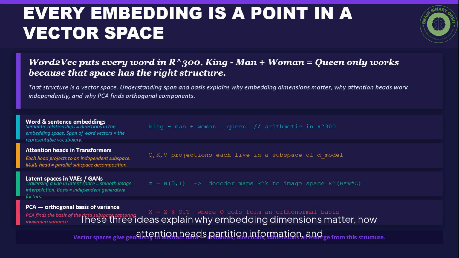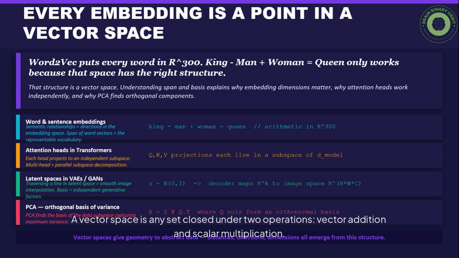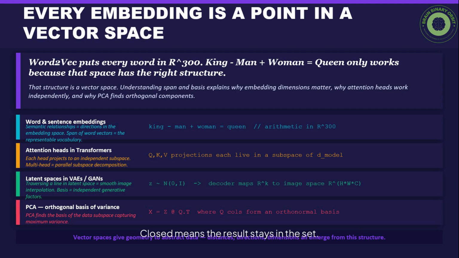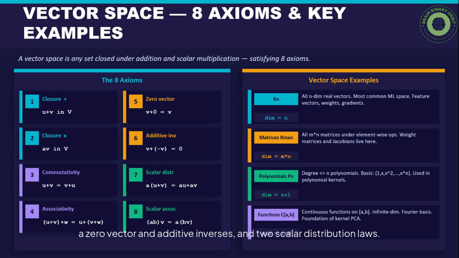These three ideas explain why embedding dimensions matter, how attention heads partition information, and why PCA finds the directions it does. A vector space is any set closed under two operations: vector addition and scalar multiplication. Closed means the result stays in the set. 8 axioms formalize this: closure for both operations, commutativity and associativity of addition, existence of a zero vector and additive inverses, and 2 scalar distribution laws.